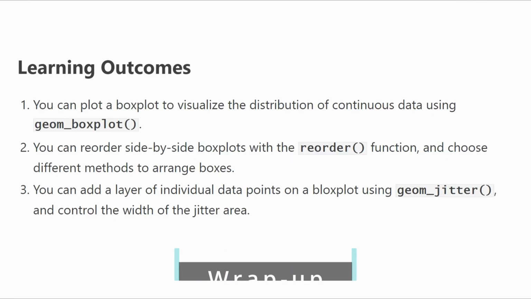This brings us to the end of the boxplot lessons. Just to review the learning outcomes, you've learned how to visualize the distribution of continuous data using geom boxplot and make further modifications to fill in color. You can reorder the side-by-side box plots with the reorder function and choose different methods to arrange the boxes, like arranging by mean, median, or maximum. You can also add a layer of individual data points with geom jitter, control the width of the jitter area, and make other aesthetic modifications to color, size, transparency, etc. So I hope you found this lesson useful, and I'll see you in the next one.